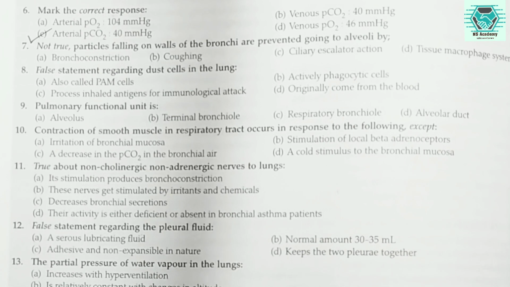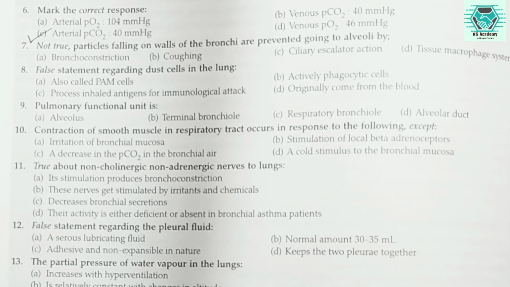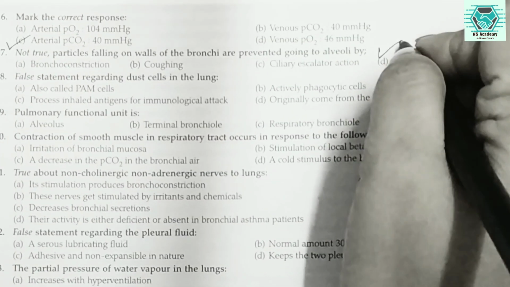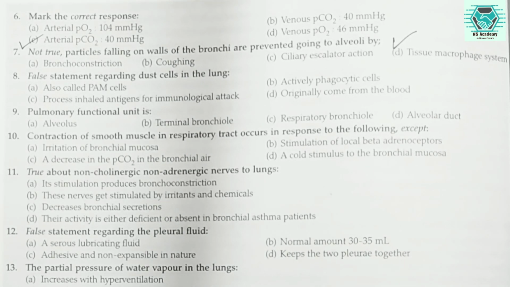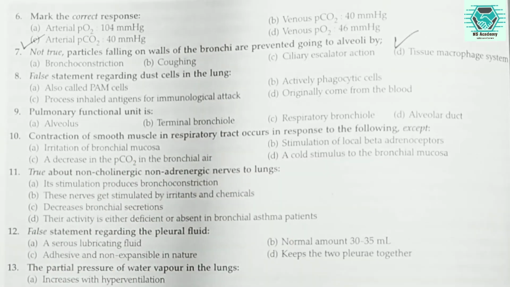The options are bronchoconstriction, coughing, ciliary escalator action, and tissue macrophage system. Here the answer will be tissue macrophage system. Basically the ciliary movement is also done, and bronchoconstriction and coughing all occur, but the question asks for the not true one. The true ones are bronchoconstriction, coughing, and ciliary escalator movement. All these things happen to stop particles from going to the alveoli.